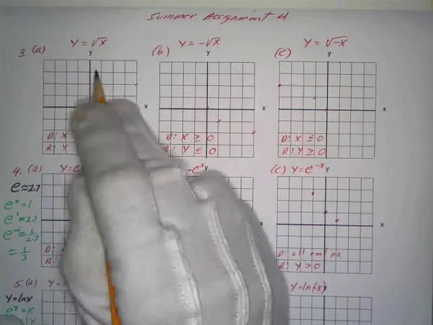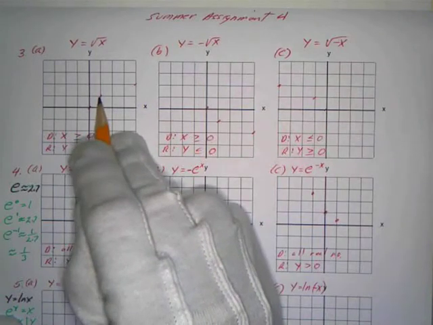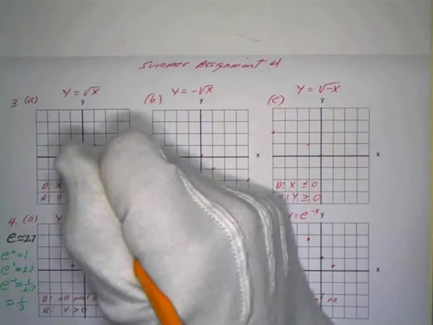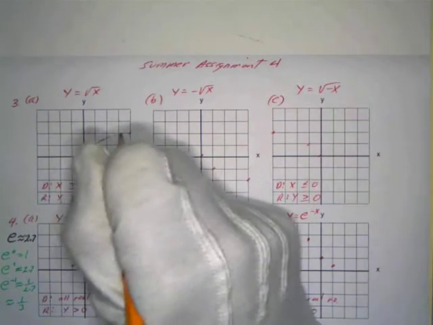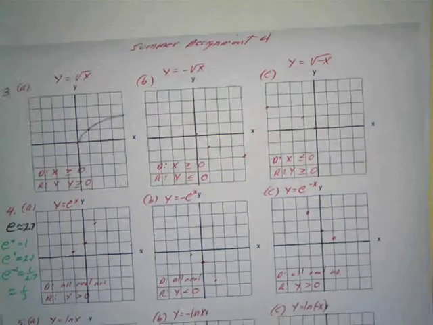When x is 0, the square root of 0 is 0. When x is 1, the square root of 1 is 1. And when x is 4, the square root of 4 is 2. So you pick values that will give you nice even numbers. So that's why we use 1 and 4. It looks something like this.